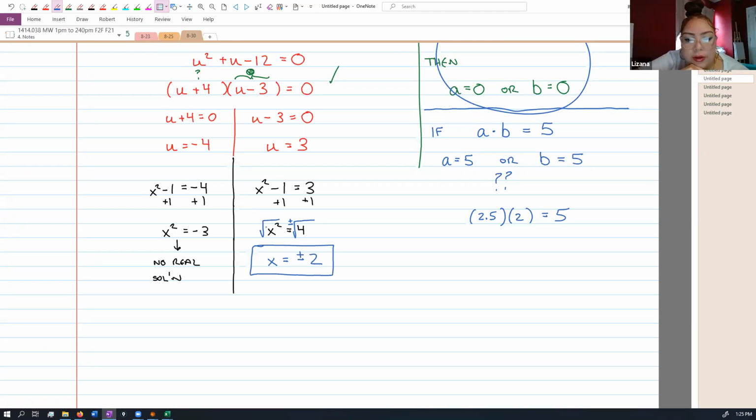If the 3 were not negative, would it be the square root of 3? It would be plus or minus the square root of 3. Yep. So Lizana's asking if that negative had not been negative, we would have done the same thing: square root on both sides, plus or minus, and then we just would have had plus or minus root 3, 2 answers. We would have a total of 4 answers. Here we only have 2 though.